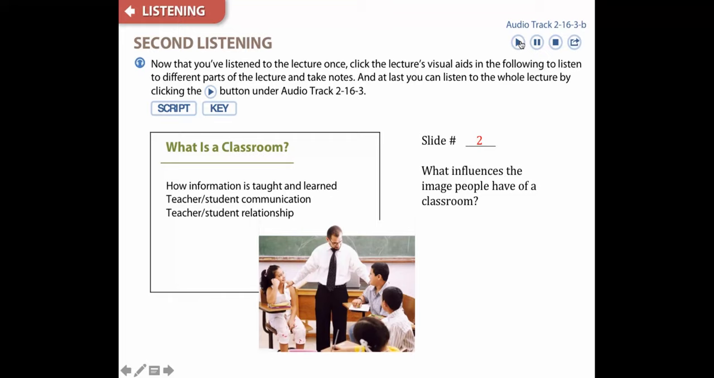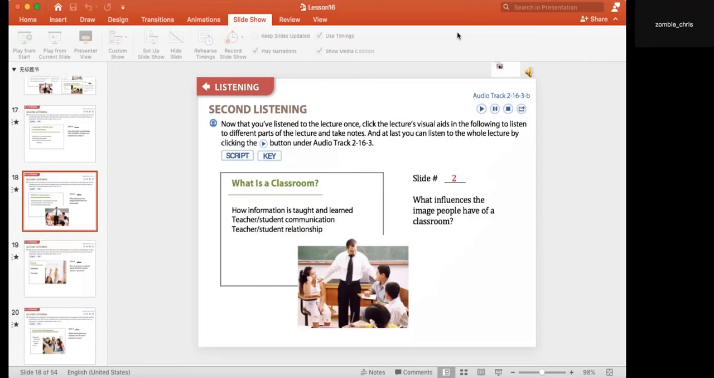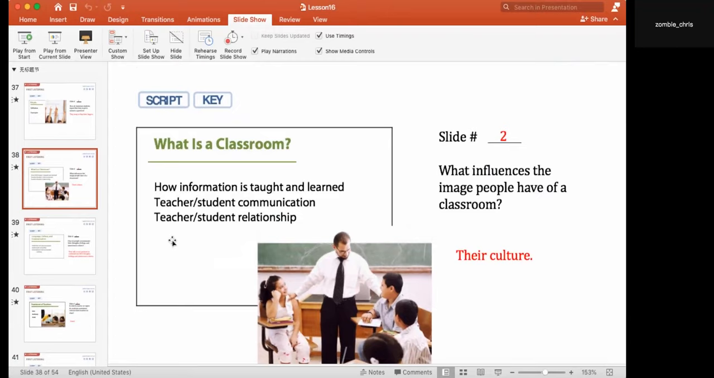But let me return to the main topic of this lecture, the influence of culture on behavior and communication between teacher and students in the classroom. If you've come from another culture to study in the United States, you may already have noticed that teachers and students in American schools interact and communicate in the classroom in ways that differ from how teachers and students communicate in your home culture. It's culture that influences and establishes these interactions and communication patterns. Okay, so what influences the image people have of the classroom? Surprisingly, as we've just learned, the culture influences the image that people have of a classroom.